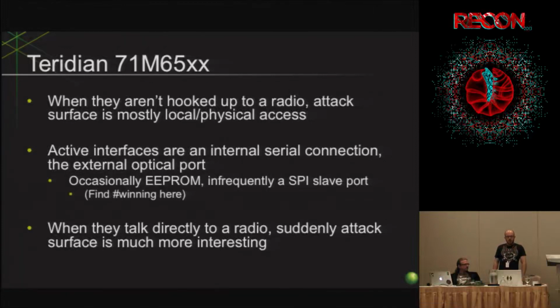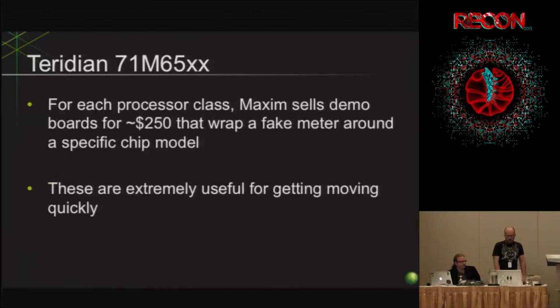And then internally, you'll see EPROMs, for example, for storing config data, things like that. And then occasionally you'll see a SPI slave port. That's pretty rare, but when you do see it, it's a big problem, because with a SPI slave port, you can just directly reach in and read and write RAM. If you ever see that, that's not good, at least from our perspective of caring about being able to read and write arbitrary data. But yeah, like I said, when I talk directly to a radio, suddenly it's a lot more interesting.